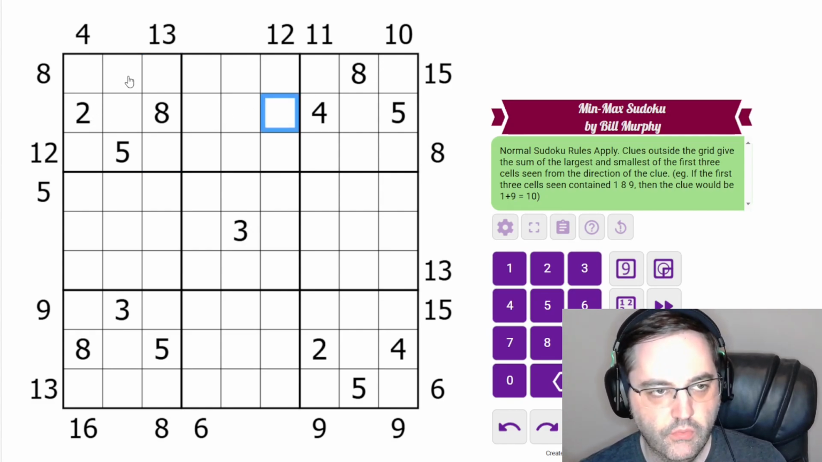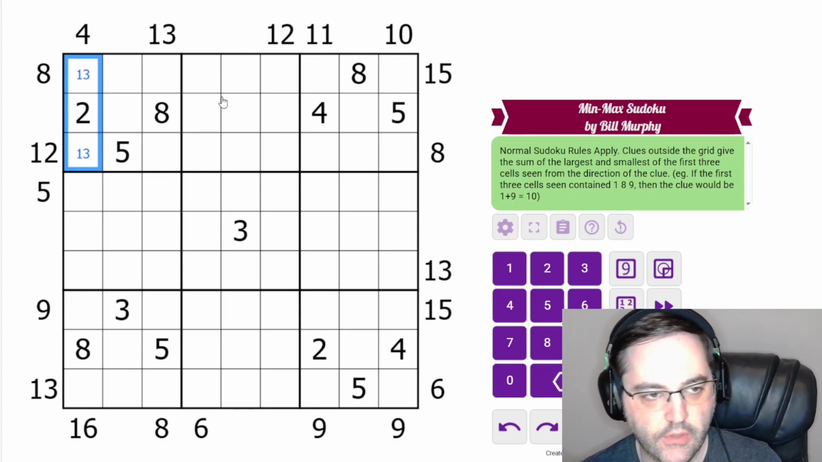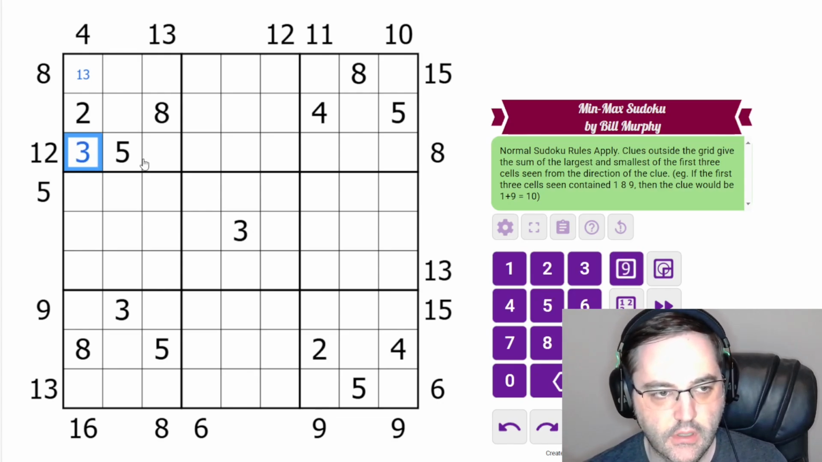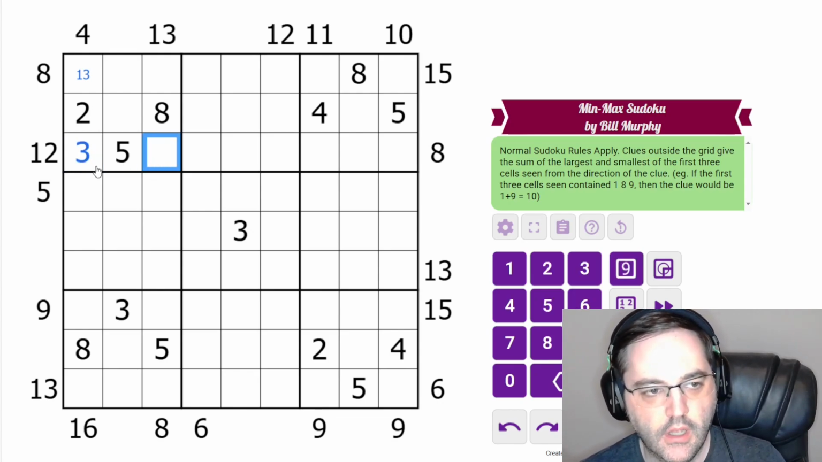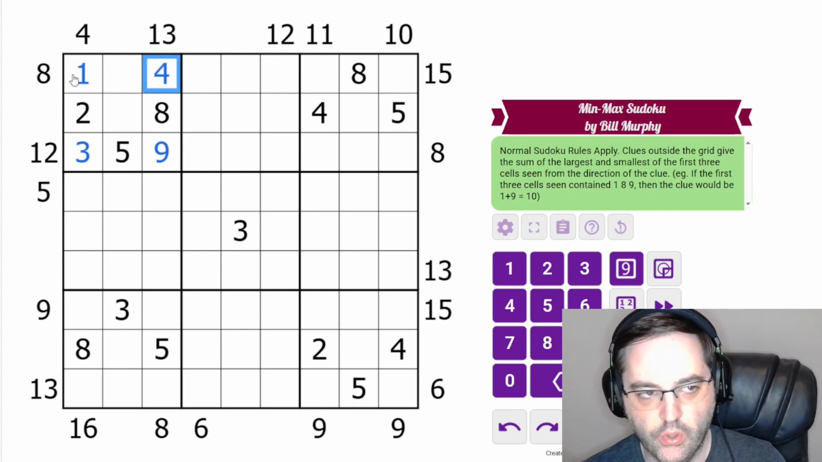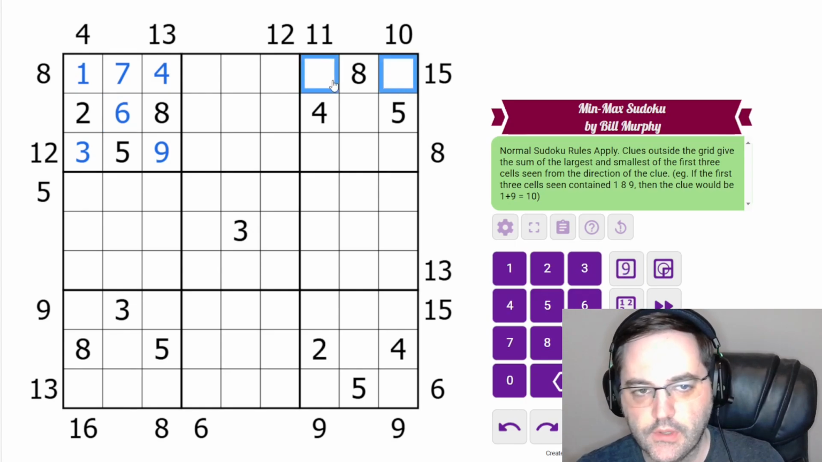Those are the rules. We will start with the 4 up here. 4 in 2 cells has to be 1, 3 anyway, even without the largest and smallest thing. And if we look at this 12 here, we can't make 12 in 2 cells if one of those is a 1, which it would have to be the smallest in its set. To get to 12 with the 3, we need a 9. This is a 1. To get 13 with the 9, we need a 4. To get to 8 with 1 as the low digit, we need a 7, and then 6 to finish the box.